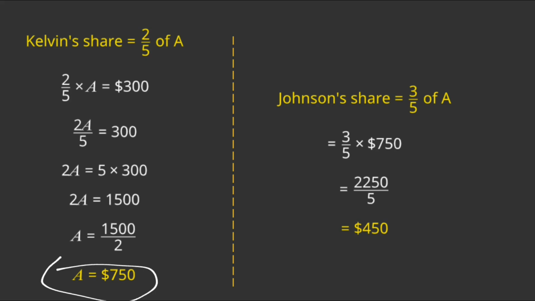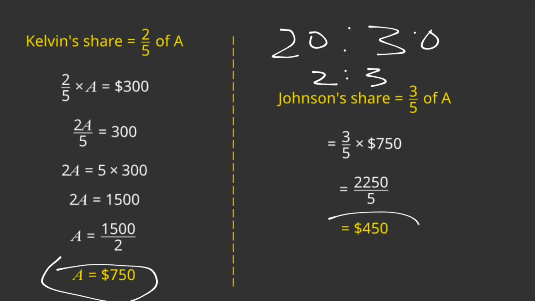That's the first question. And we're also told to find Johnson's share. Johnson's share will be 3 over 5 of A because the money was shared in the ratio of the ages. It was 20 ratio 30 years, which became 2 ratio 3. So Johnson's share is 3 over 5 of $750. And then if you just multiply and divide, you see that Johnson's share is $450. So the total amount shared was $750 and Johnson got $450.